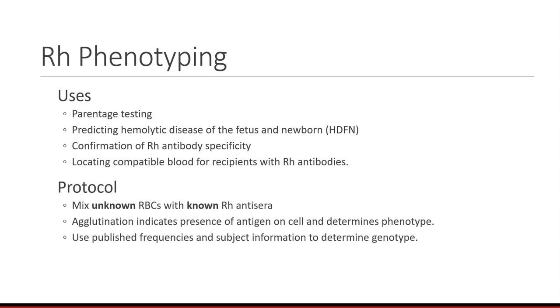What is the protocol for Rh phenotyping? You mix your unknown, whether it's your donor cells or your patient cells, with known Rh antisera and mix it up. It's just like an ABO type. Now you have to follow the manufacturer's instructions. Agglutination indicates the presence of the antigen on the cell and determines the phenotype. Use published frequencies and subject information to determine the genotype. Again, once you have the phenotype, determine all the possible genotypes, then look up in your reference what is the most probable genotype for your patient.